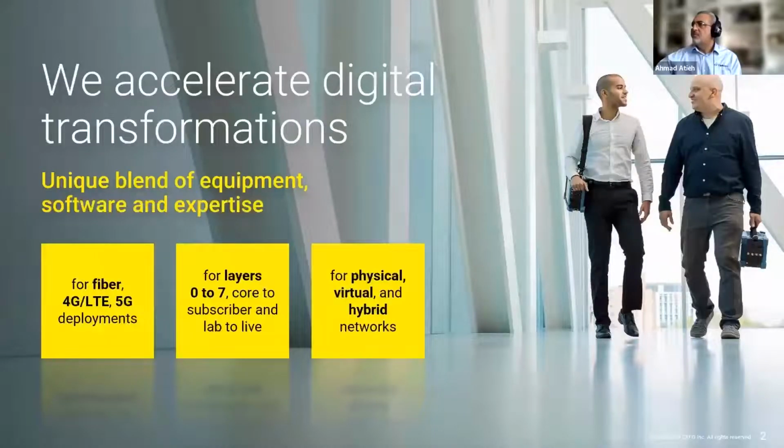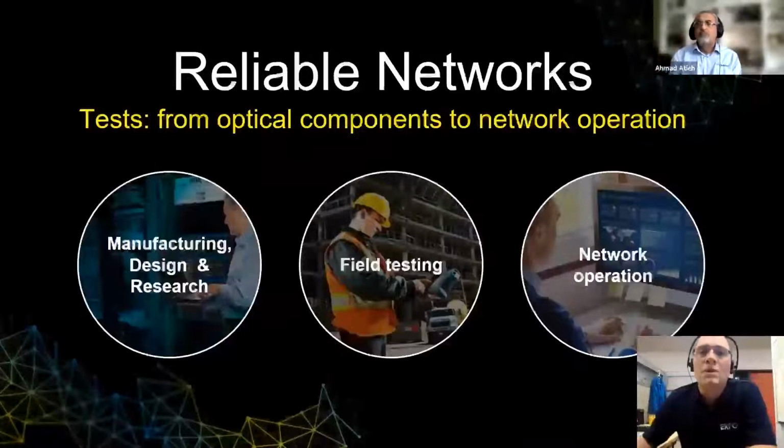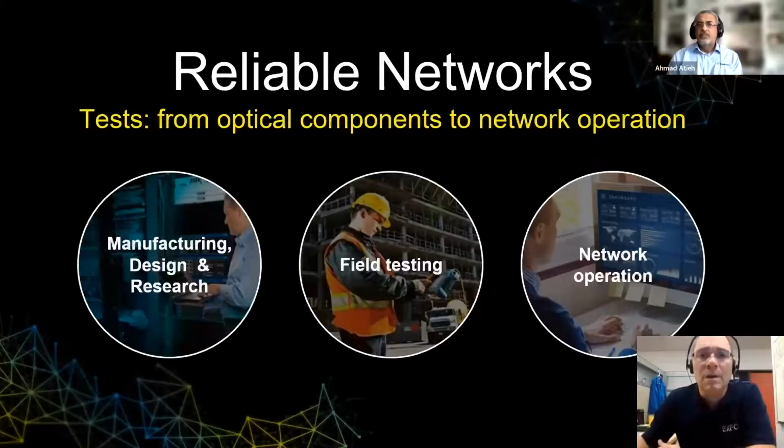At EXFO, we accelerate digital transformation. Basically, we provide equipment, software, and expertise to our customers to allow them to operate their network at the best efficiency. In order to do so, we provide equipment in three different sectors. The first one is manufacturing, design, and research, which is at the start of the chain. Then field installation and field testing, where equipment is used in the field to validate installation. And finally, network operation, where we help our customers monitor and make sure that the network is operating at the best efficiency.